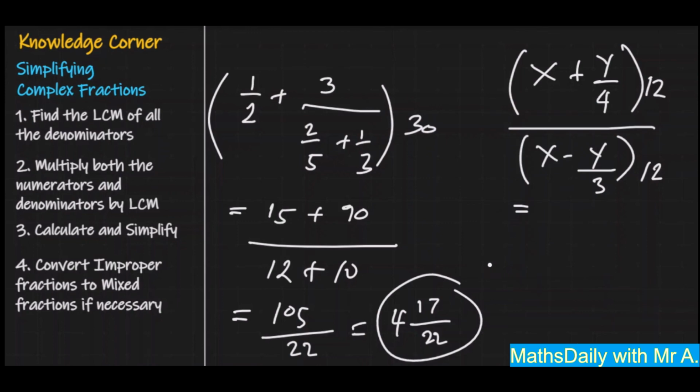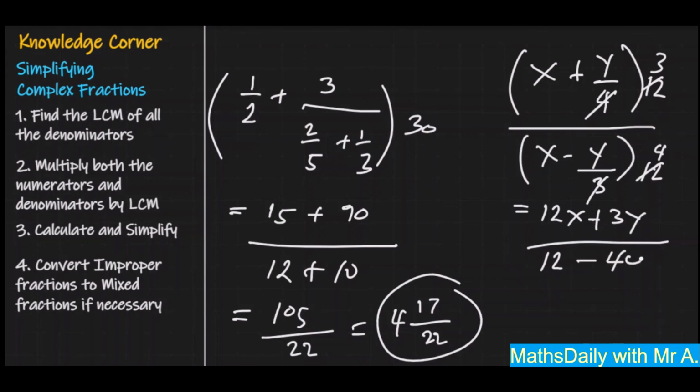This will give us 12 times x is 12x, plus, let's cancel 12 and 4, 3 times y is 3y, over 12 times x is 12x, minus, cancel 3, cancel 12, 4 times y is 4y. Now, since we cannot simplify this, but we can do the factors.